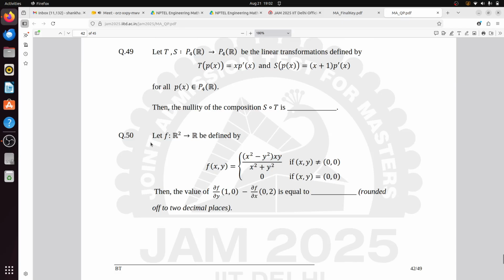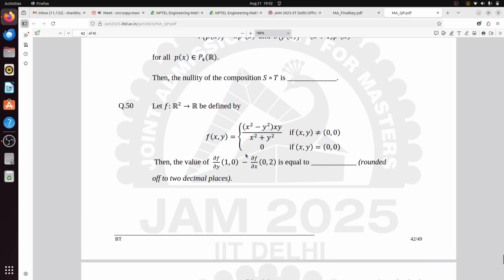Now this one: let f from R to R be defined by... This is a NAT, that means a numerical problem. We let f from R2 to R be defined by f(x,y) equal to (x square minus y square) into xy by (x square plus y square) if (x,y) is not equal to (0,0) and is 0 if (x,y) equals (0,0). Then the value of del f del y at (1,0) minus del f del x at (0,2) is equal to dash.